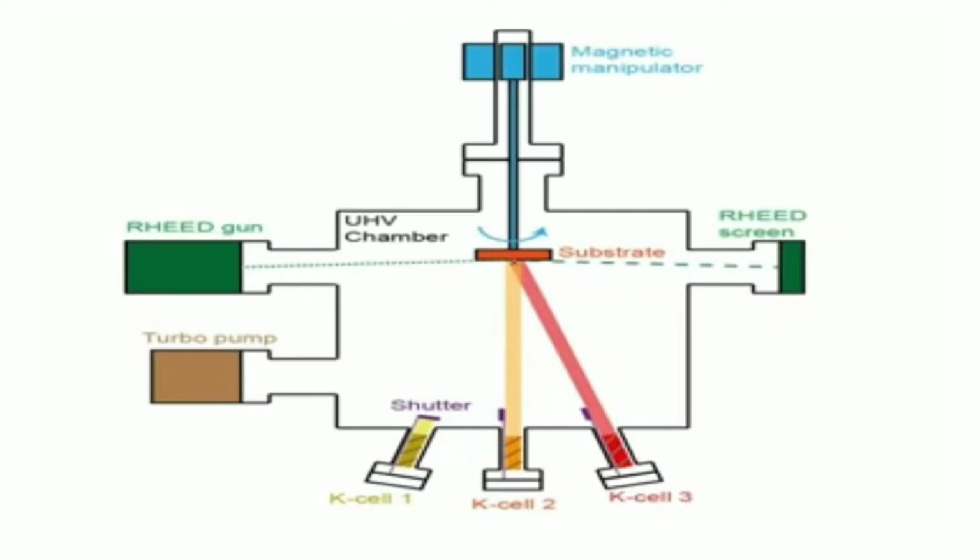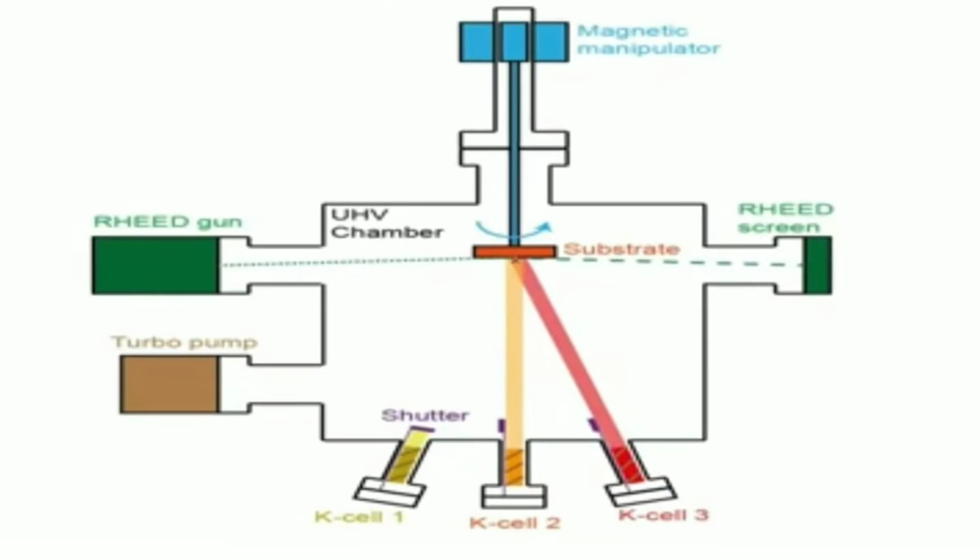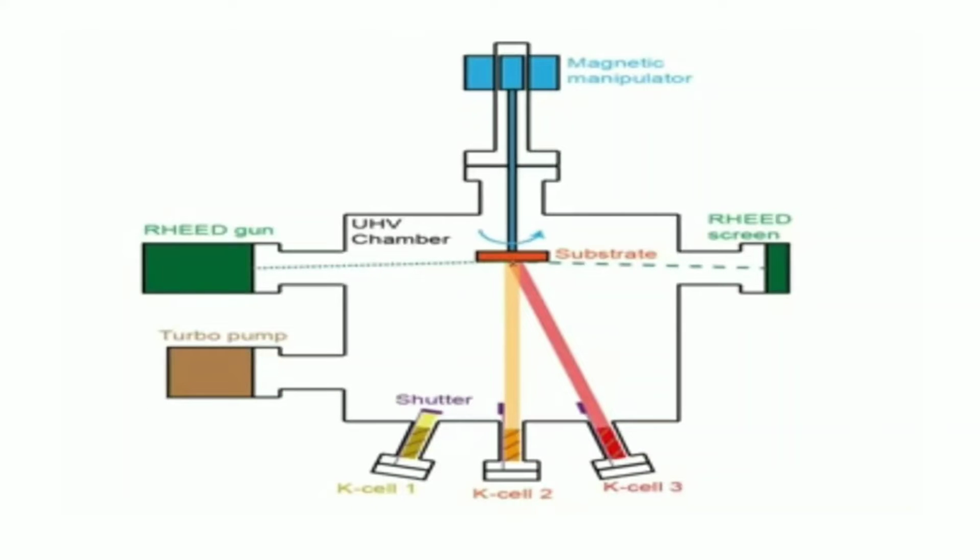So from the RHEED gun and the effusion cells, we have collected a film on the surface of this substrate. This is known as molecular beam epitaxy. So this is the main process inside this.